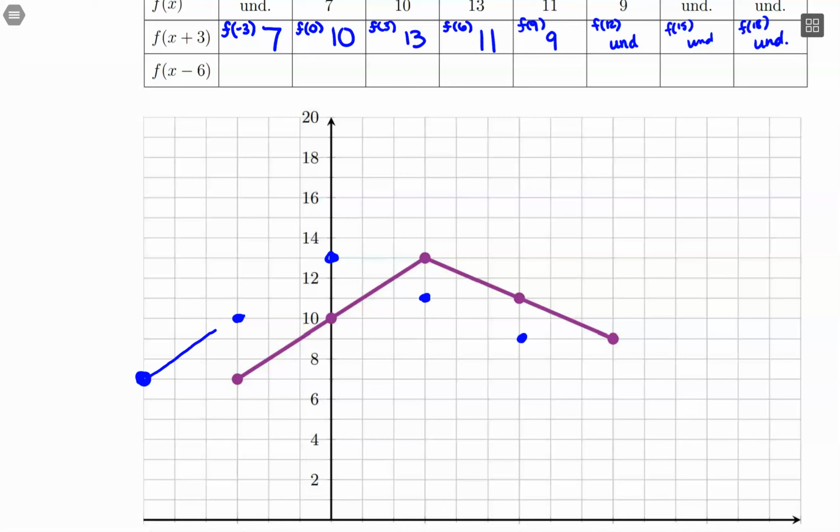Okay, so with this +3 that we're seeing inside of the function, what it causes is a shift to the left 3 units.